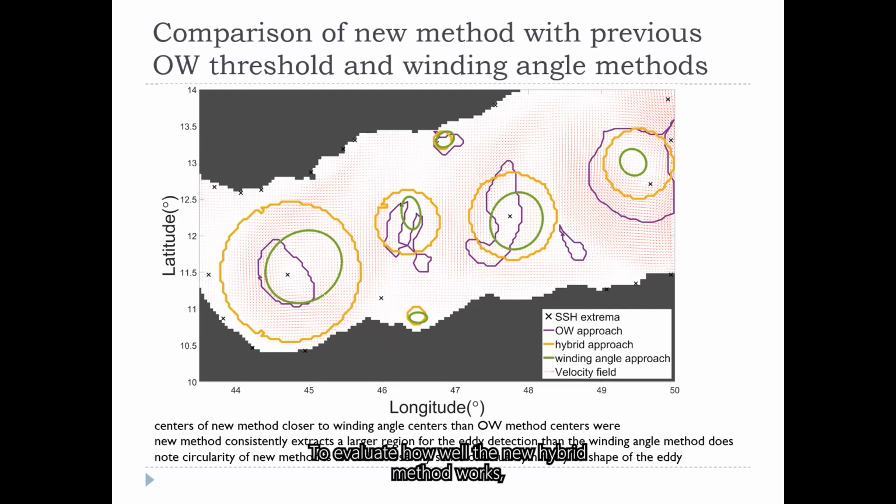To evaluate how well the new hybrid method works, we compared it with the Okubo-Weiss and the winding angle approaches. The winding angle approach works by detecting closed streamlines in the velocity field, then detecting an eddy boundary as a cluster of streamlines. Among all 3 approaches, the winding angle consistently detects the core region of the eddy. Our new approach generally detects the same eddies, but includes a broader region around each eddy. The Okubo-Weiss approach yields a less consistent detection and often a more irregular boundary.